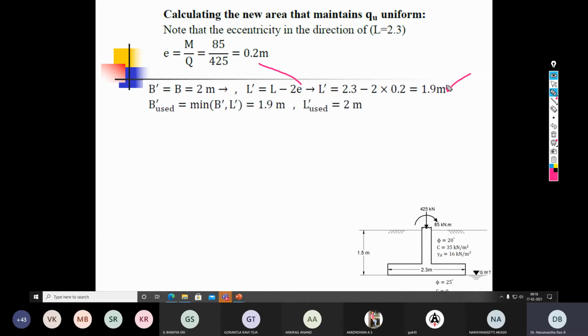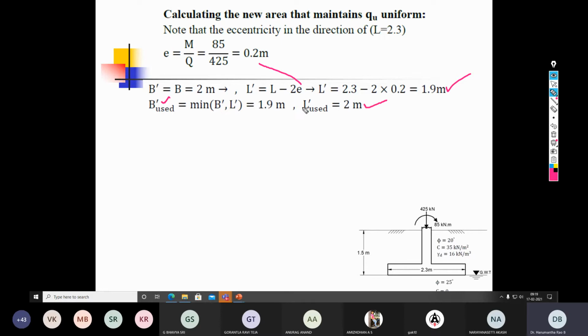Now after implementation of the eccentricity correction, there was a reversal in length and width geometry. As per the suggestion, the B dash to be used is the minimum of B dash or L dash. So here that is 1.9 meter. Therefore B dash shall be 1.9 meter and L dash shall be 2 meter. These are after implementing the eccentricity correction.